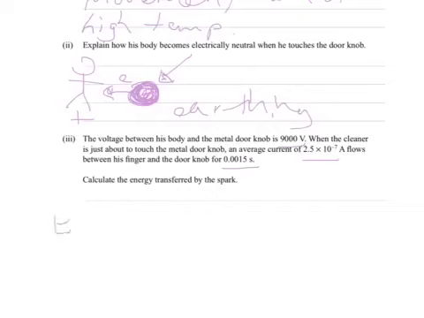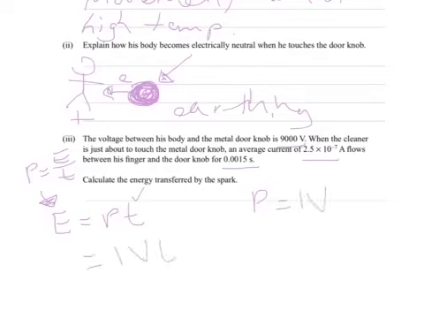So energy is the power times the time. If you go back to the original formula, it's power is the rate of energy conversion, so it's energy over time, but we want it in this form. Energy is power times time. We have the time. We don't know the power yet, but we do know that the power is the current times the voltage. So we can do the current times the voltage, which is the P, times the T, and that'll give us the energy transferred by the spark.